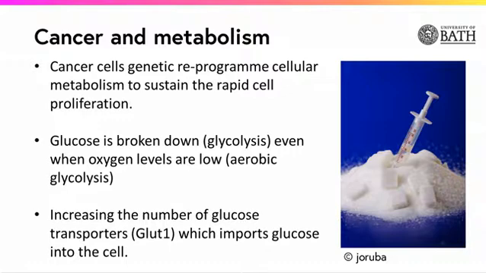And one of the ways in which cancer cells do so is by increasing the number of a transporter of glucose called GLUT1. And as a result of overexpression of these glucose transporters, more glucose is taken up by the cancer cells to aid their own proliferation. This phenomenon was first observed by Otto Warburg, and it is called the Warburg effect.